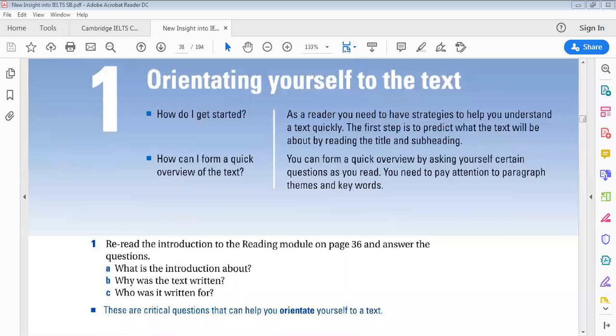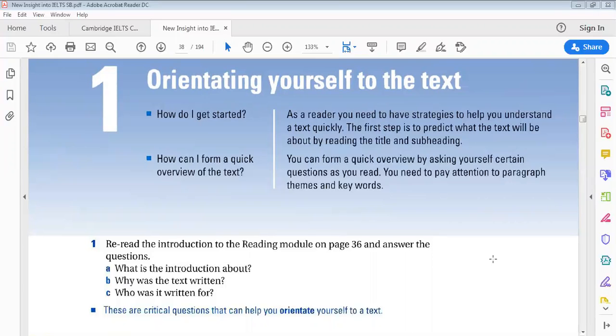We will look at the reading section now. So, orientating yourself to the text. The thing about the reading section and the listening section is how I will solve it: I just take different question types, whether it is multiple choice or short questions and answers.